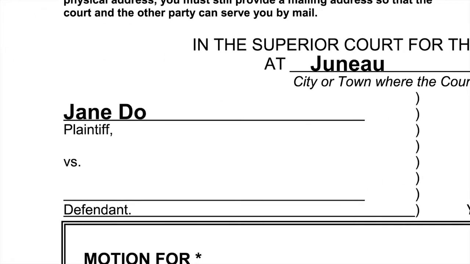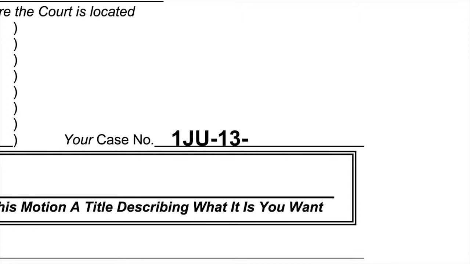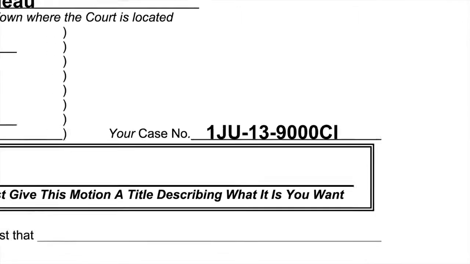Here, you enter the city or town of the Superior Court that's handling your case. Enter your name again on either the plaintiff or defendant lines. This is determined by your status in the case. The plaintiff is the person who filed the complaint and started the case. The defendant is the person who received the complaint and filed the answer. Your case number goes here.